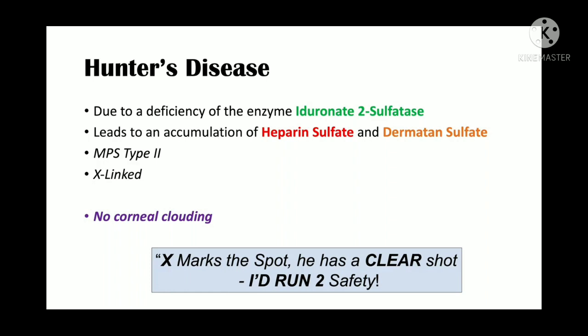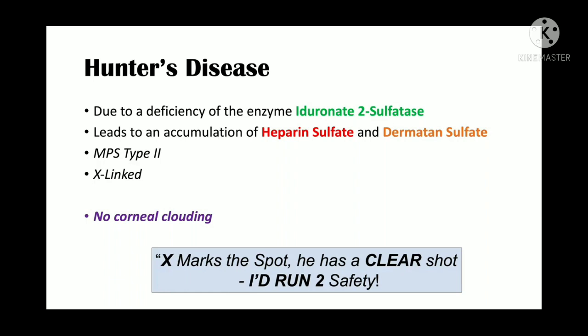Just like Fabry disease, this is also an X-linked condition, and an important clue with regard to this condition is no corneal clouding, and we'll talk more of that. So how are we going to remember Hunter's disease? We can think of a phrase: X marks the spot, he has a clear shot, I'd run to safety.